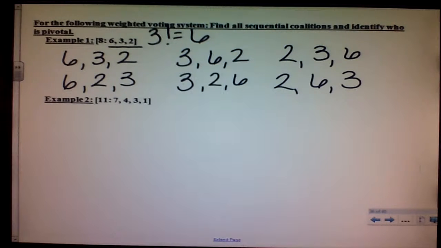When you do pivotal, 3 should have been pivotal. 2 should have been pivotal. 6 and 6. Questions on that one?